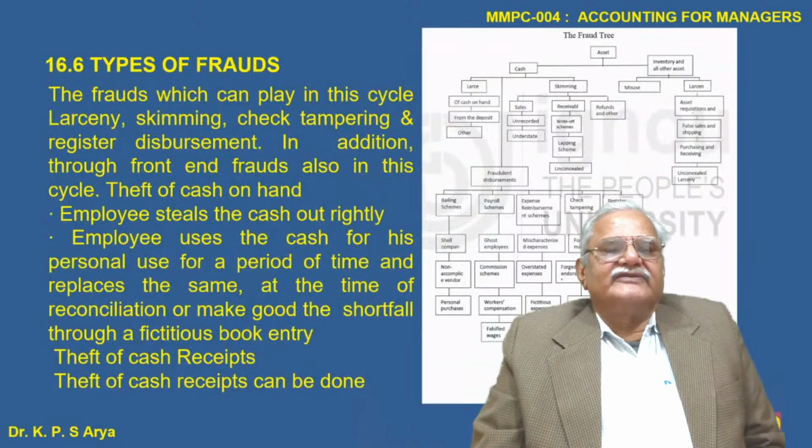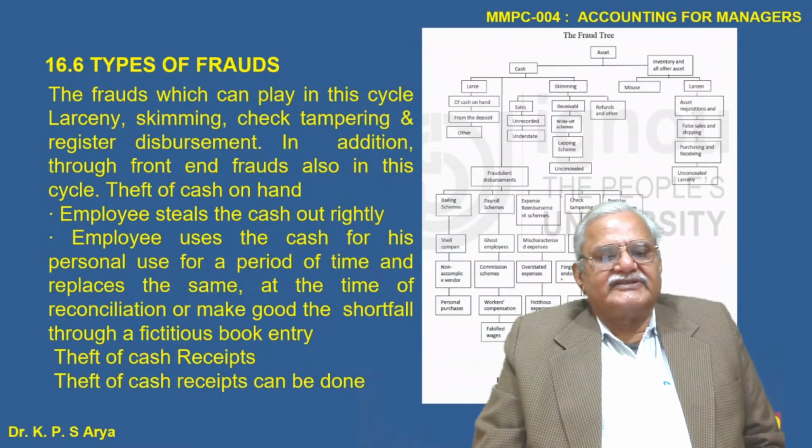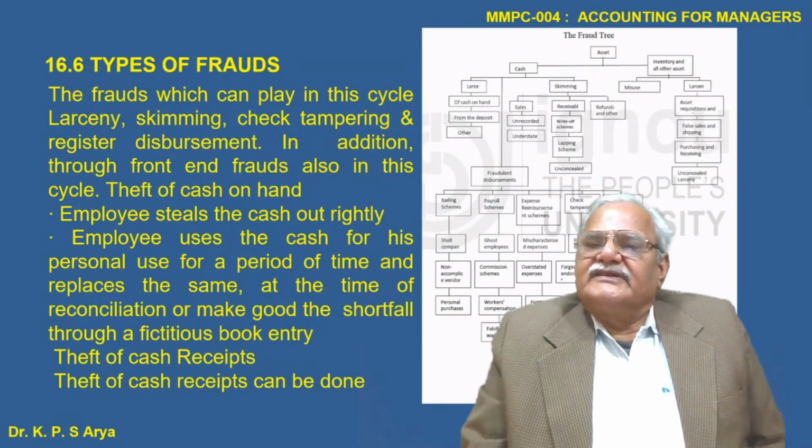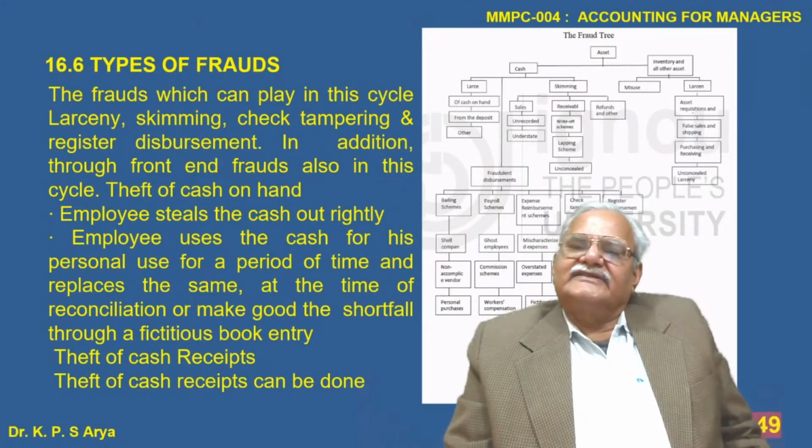The types of fraud which can play out in the cycle: larceny, skimming, check tampering, register disbursement. In addition, there are front-end frauds in the cycle: theft of cash on hand, where the employee steals the cash outright, or uses the cash for personal use for a period of time and replaces it at the time of reconciliation, or may book the shortfall through a fictitious book entry. The theft of cash receipts can also be done. Now the assets: cash and inventory and other assets.